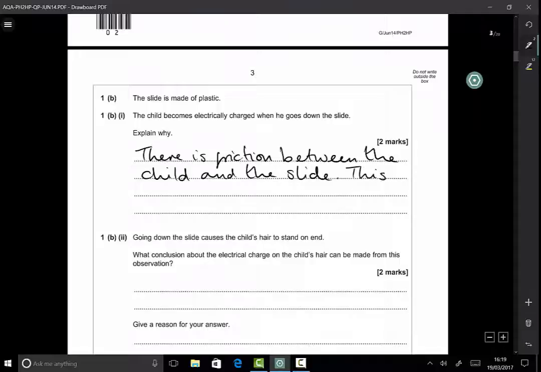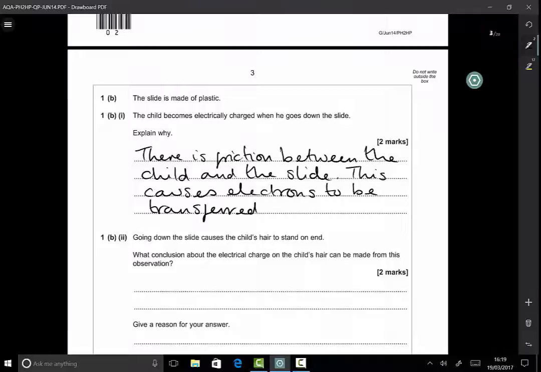This causes electrons to be transferred. We're not expected to know whether they're transferred from child to slide or slide to child, and if you write either of those, then either one is absolutely fine.